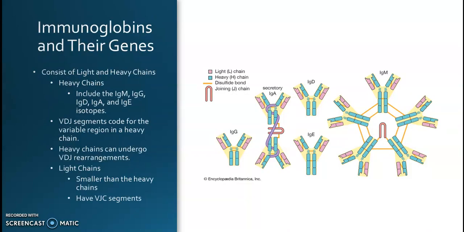Immunoglobulins and their genes consist of light and heavy chains. The heavy chains include the IgM, IgG, IgD, IgA, and IgE isotypes. V, D, and J segments code for the variable region in the heavy chain. Heavy chains can undergo VDJ rearrangements. Light chains are smaller than the heavy chains and have VJC segments.